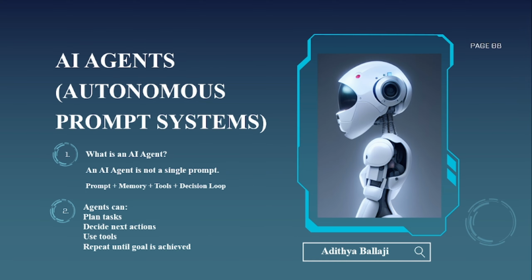AI agents. Now this is another concept: autonomous prompt systems. What is an AI agent? An AI agent is not a single prompt. It is a prompt plus memory plus tools plus a decision loop. So it is a combination of four different things that makes an AI agent. You have a prompt, you have a memory, you have tools, and then you have a decision loop also.